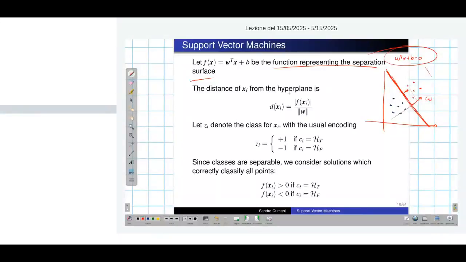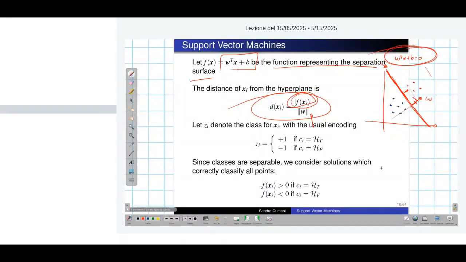The distance of a point from the separation surface can be computed in this way. Essentially, we project our point on the separation rule, and then the absolute value scaled by the norm of W corresponds to the distance, which makes sense. Points for which this is 0 will indeed have a distance from the separation rule that is 0. Then as I move further away, this distance will be obtained how?